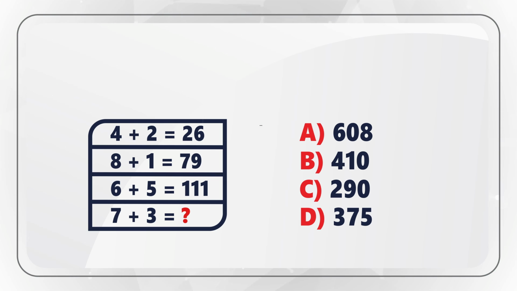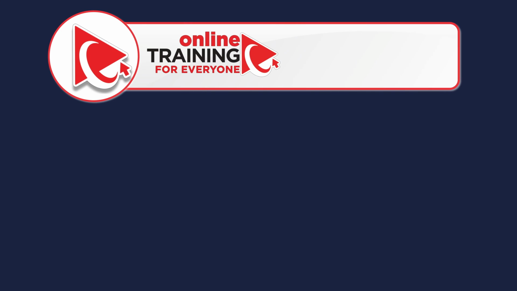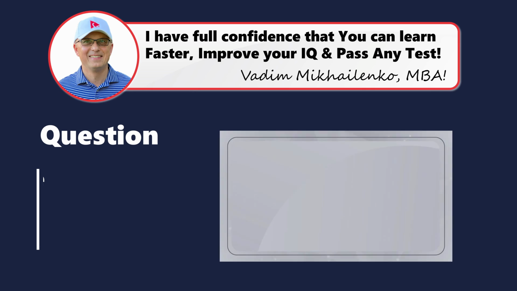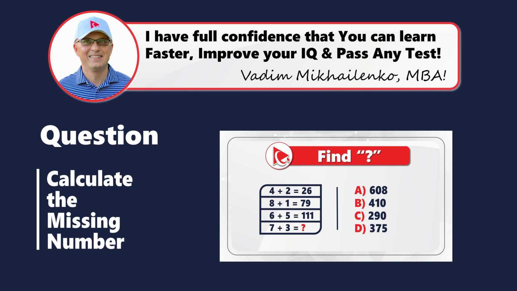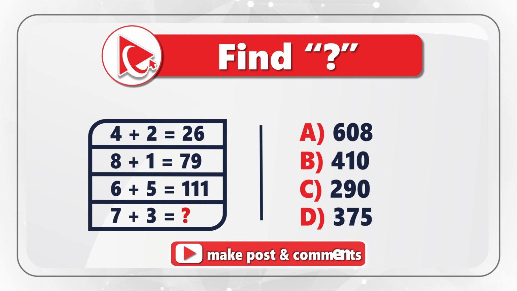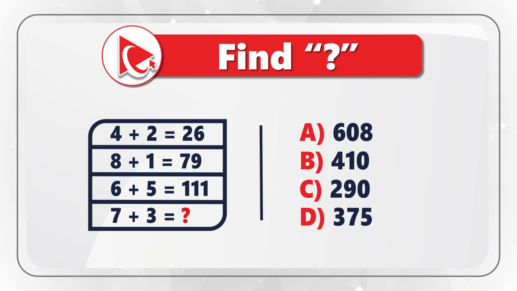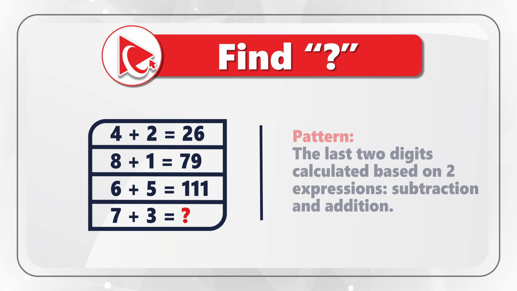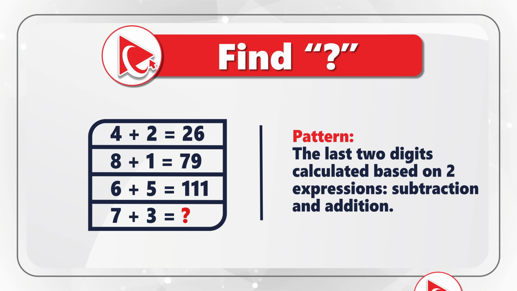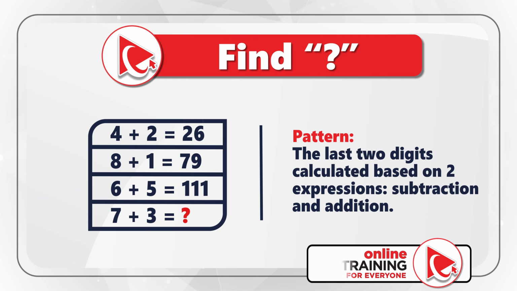I hope the hint was helpful, because I am moving forward to share with you my version of the answer. And obviously, if you have a better way to solve it, please make sure to post it in comments. As you might have figured out, we are not dealing with typical math expressions here, because the pattern is that the last 2 digits are calculated based on the 2 expressions, subtraction and addition.